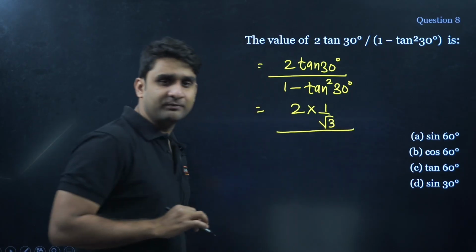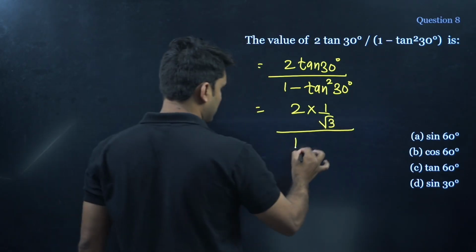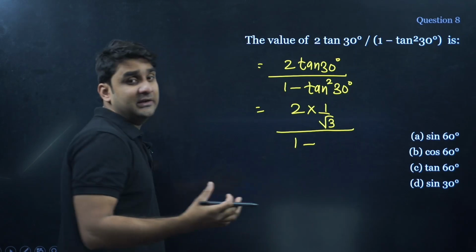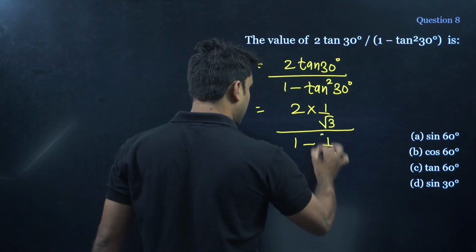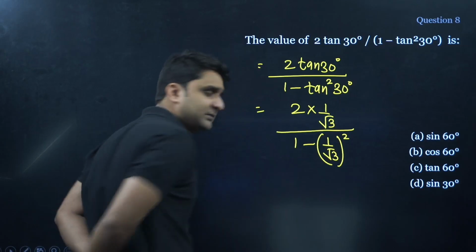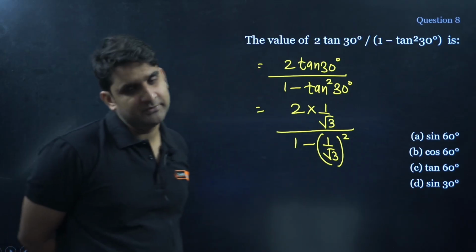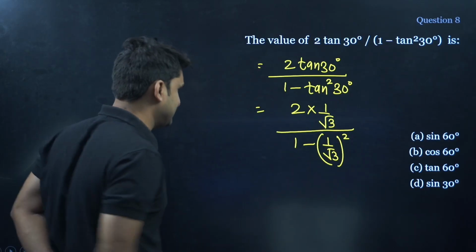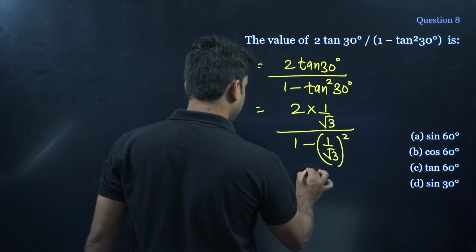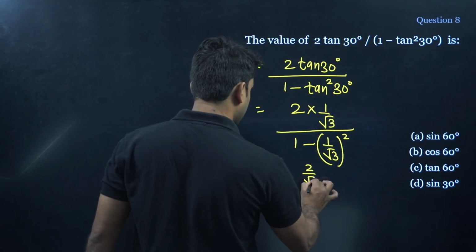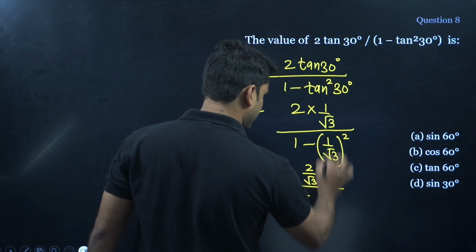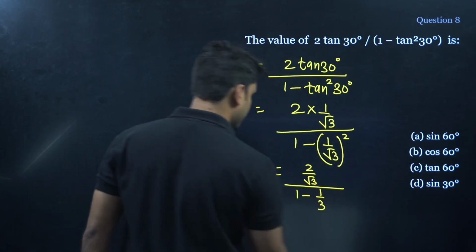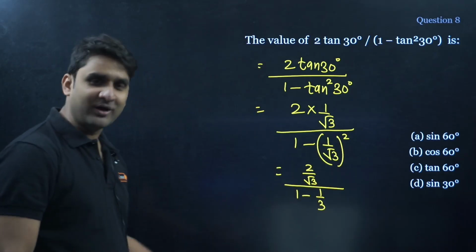1 by root 3. Here we have tan square 30 degree. So what is tan 30? 1 by root 3. And the square will be 1 by root 3 whole square. Simple. Let's solve this. So 2 into 1 by root 3 will be 2 by root 3. And here 1 by root 3 whole square will be 1 by 3.